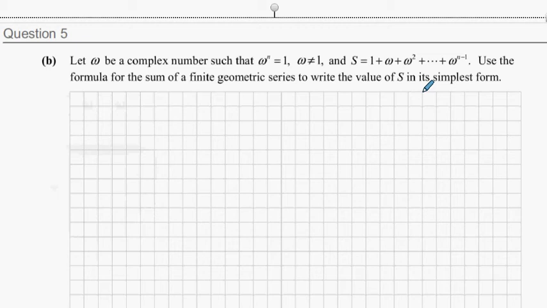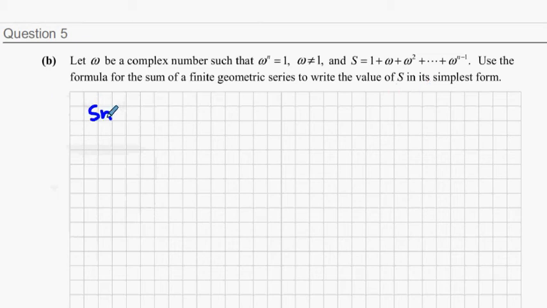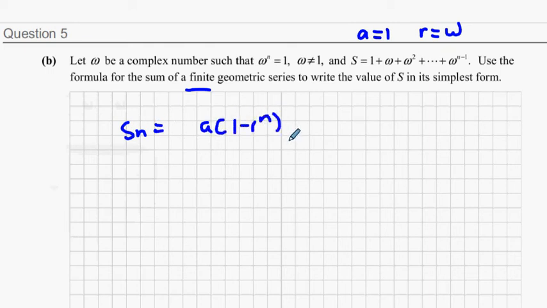So, S n, or S infinity, equals A over 1 minus R. A equals 1. R value equals omega. Now, it doesn't say infinite, it says finite, so I have to change this. It's not infinite. Just looking for S n equals A into 1 minus R to the n, all over 1 minus R.